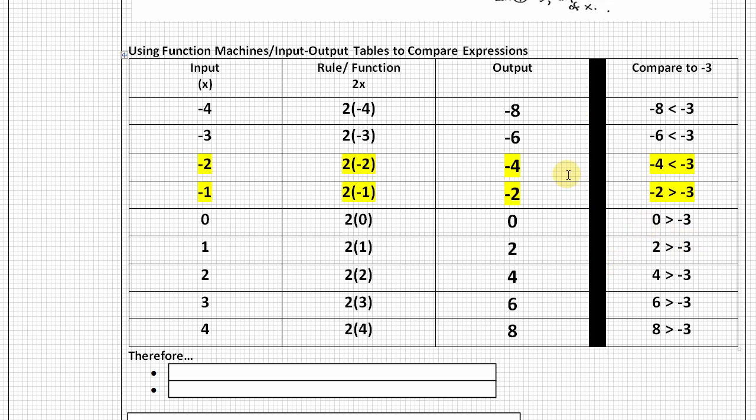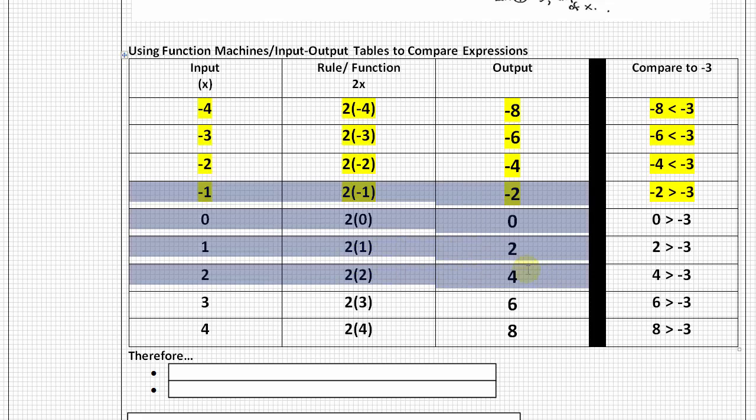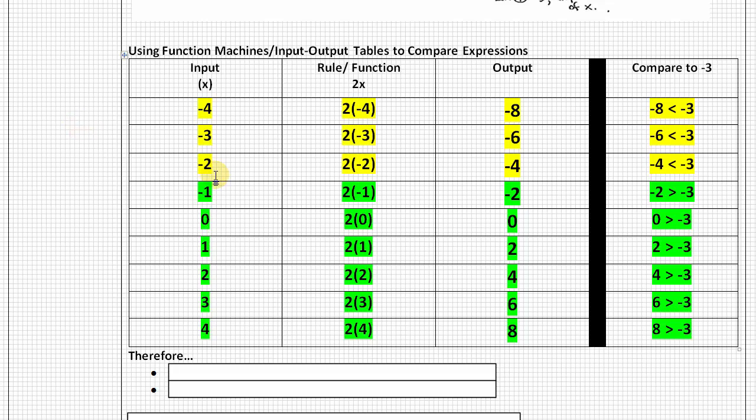So it really does depend. So these ones are all the same, so I'll leave those yellow. But here, they all ended up being greater than with these x values. So it really was the difference between -2 for x and -1 where it switched over which expression was greater.